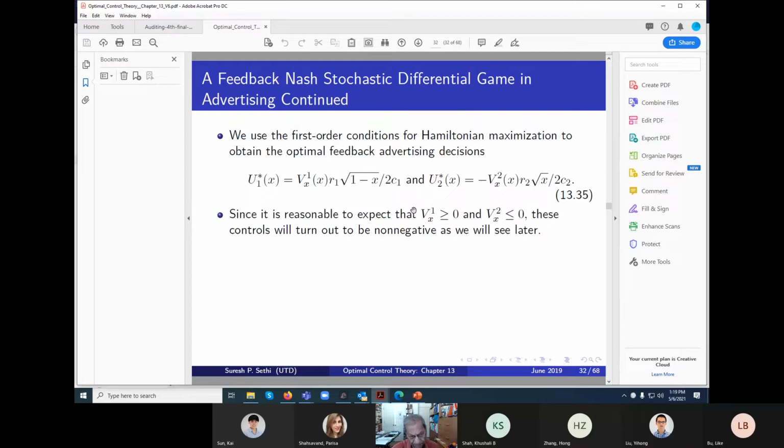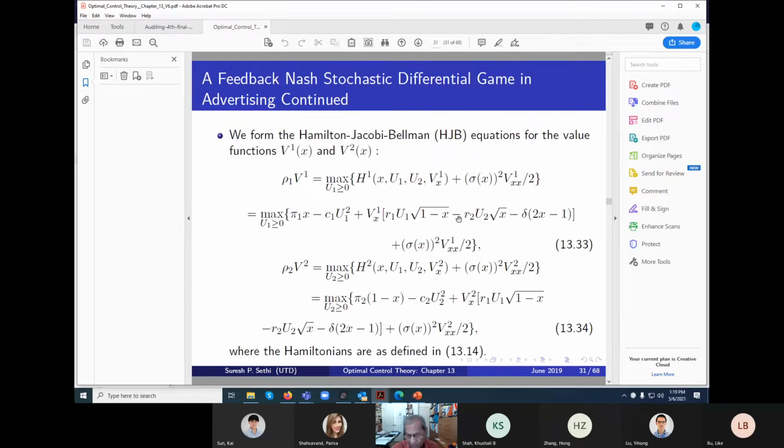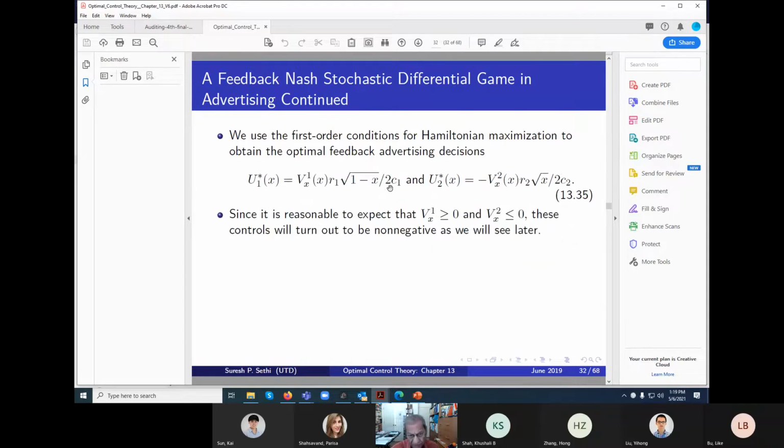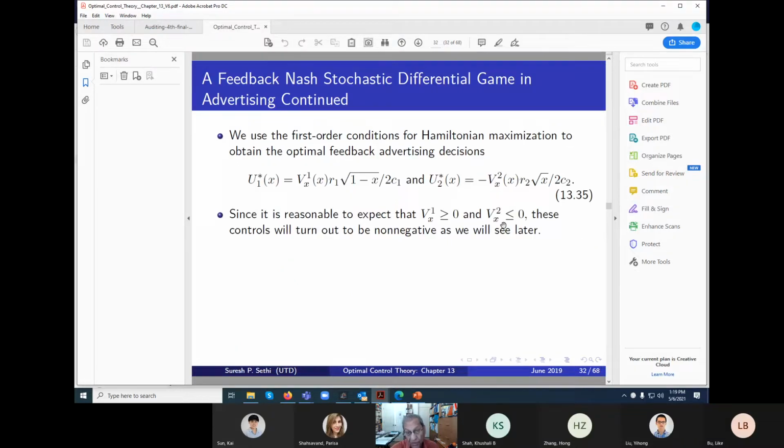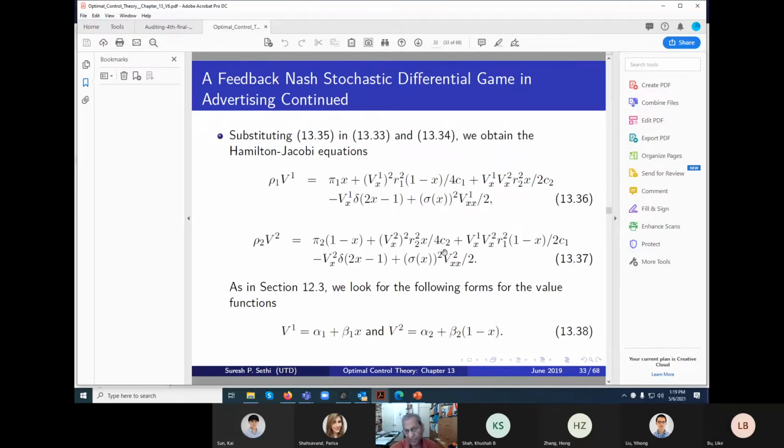And so then we take the derivative with respect to u1, and that will give you 2u1 and give you nothing. And so there's a 2 sitting here. So we get u1 star and u2 star in terms of the value function. So once we have the value function, these will be defined. So basically, we're going to substitute these into these equations, and then we remove the max. When we do that, we will have two coupled HJB equations given like this.